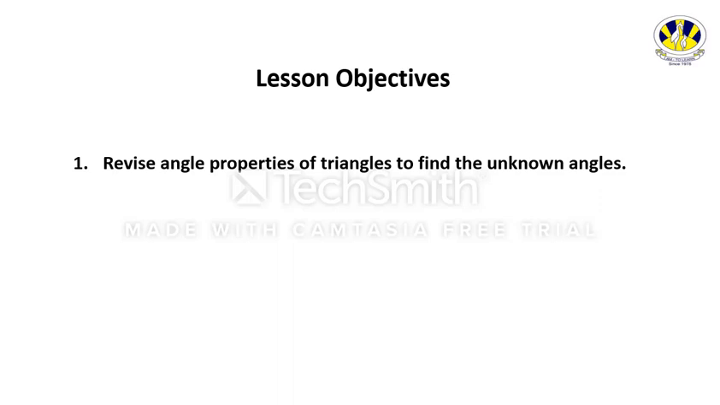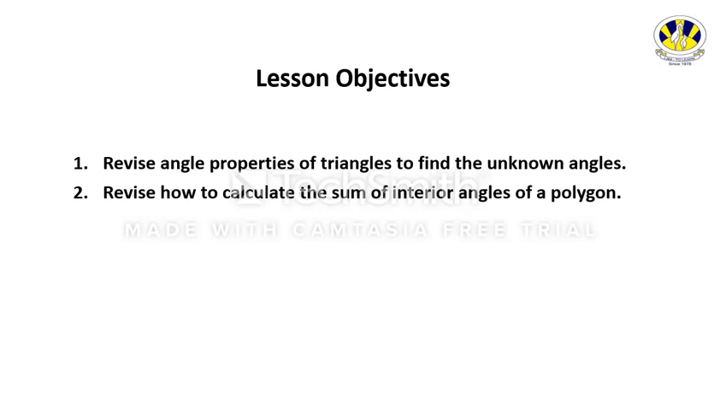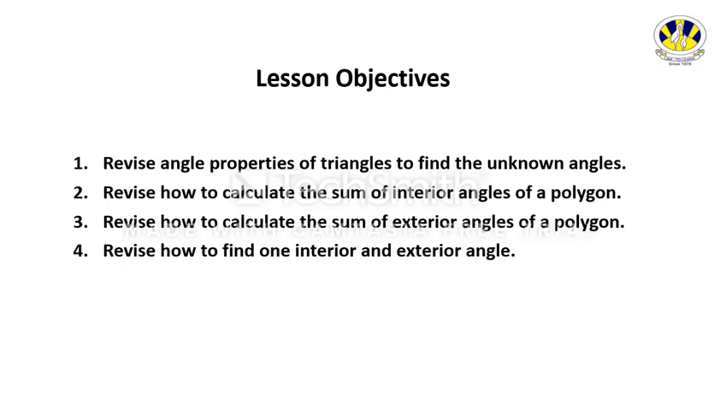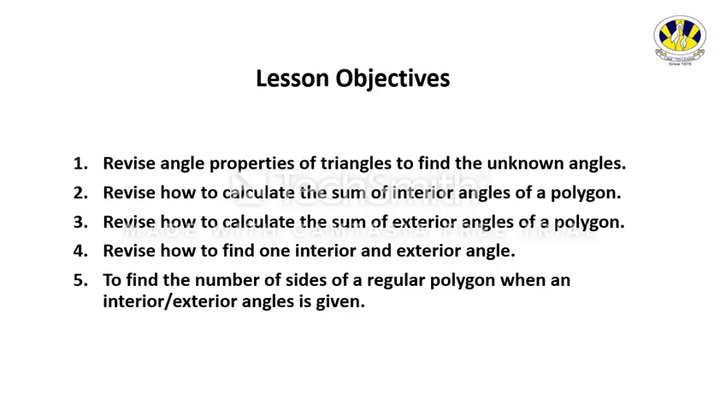So, what are the objectives for today's lesson? In today's lesson, we will be revising 4 things that we have learned in our video lessons number 1 and 2. And those were how to find the unknown angles in a triangle using the angle properties, how we calculated the sum of interior and exterior angles in a polygon, and then how we find one interior and exterior angle in the given polygon.